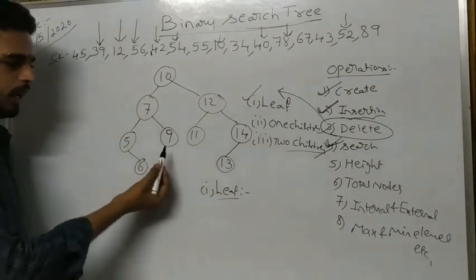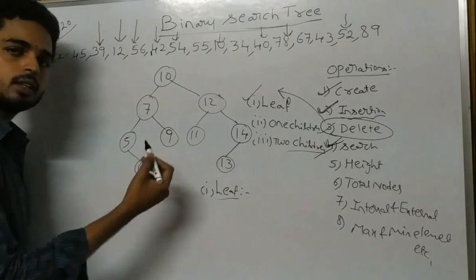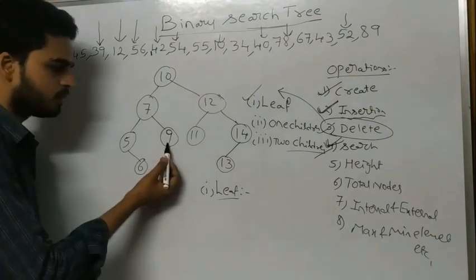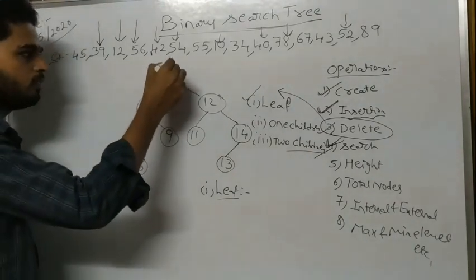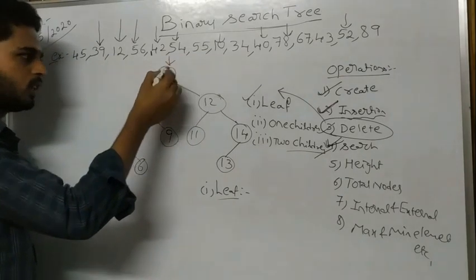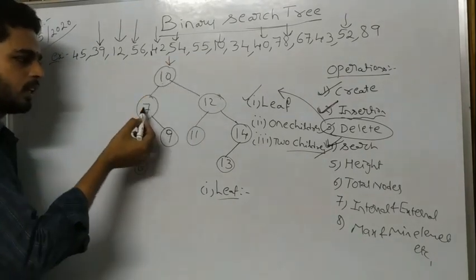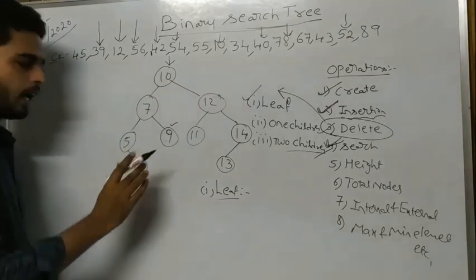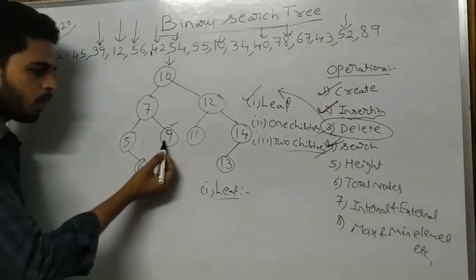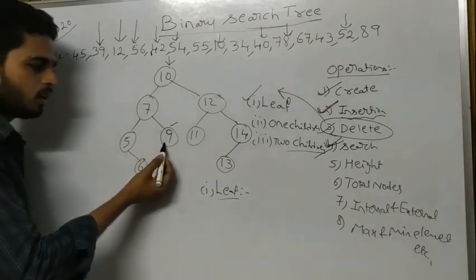Okay. For example, I want to delete the node 9. Then I will start searching for the node 9 from the root node onwards. Is 9 less than 10? Yes. 9 greater than 7? Yes. Then I will go for checking the corresponding node.